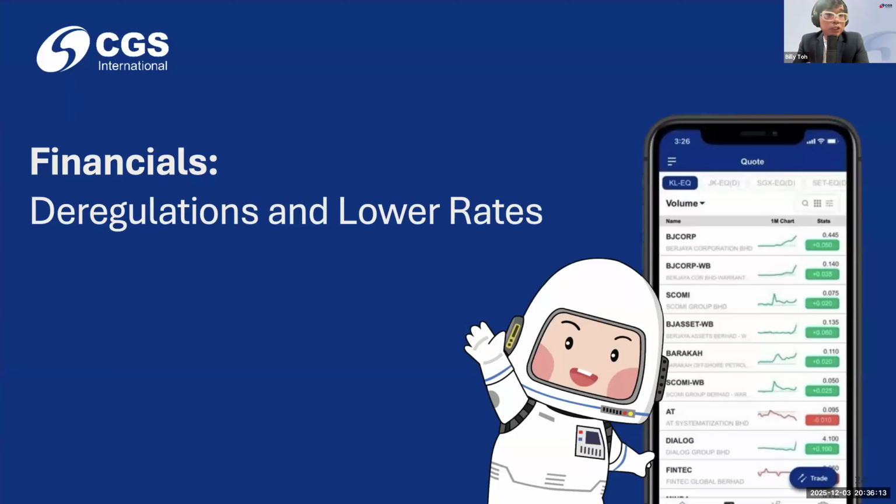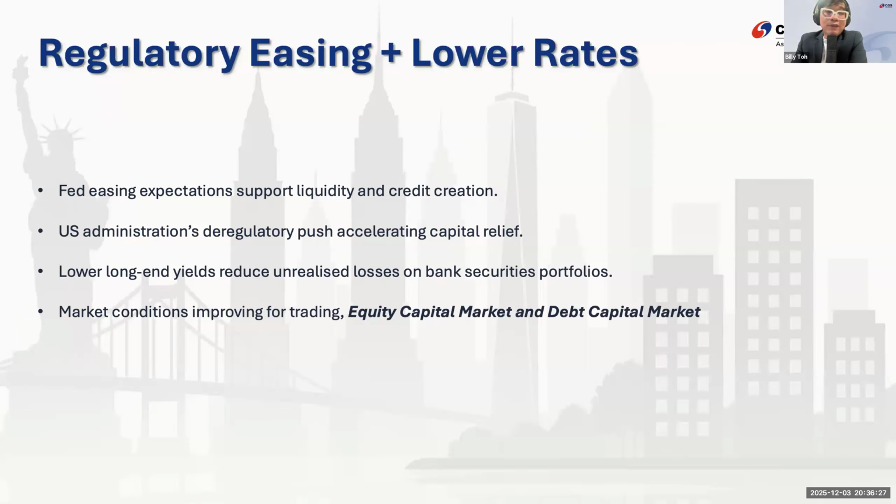Right. So last, we just talked about the financials. I talked about the financial sector at the start, and I think the deregulation emphasized by the Trump administration, as well as the push towards a lower interest rate environment, will benefit some of this sector. So the Fed easing expectation will support liquidity and drive credit creation. Talk about the deregulation. This will help to accelerate some of the capital relief, right? So you can see lower long end yields will help to reduce the unrealized losses on bank securities portfolios as well. Then your market conditions for trading will also improve. This means your stock market as well as your debt capital market, which is your bond. So both will benefit from that.